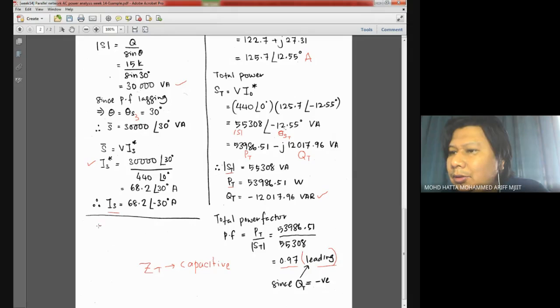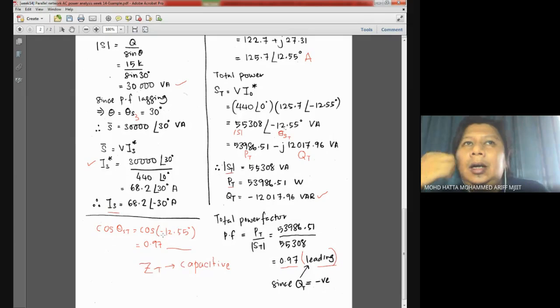And you can also use cos theta S total, where if you try to use this one, you will use cos of negative 12.55 degrees, and if you put it in your calculator, it also gives you only the magnitude of the power factor, 0.97. However, the nature over here needs to be determined based on the angle itself. If the angle is negative over here, we know that the current is leading the voltage, and it is capacitive in nature, and we should have a leading power factor.